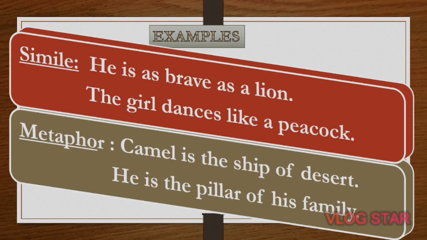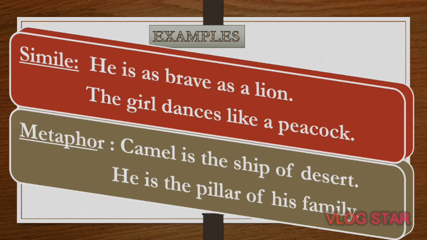Now the next set of sentences are metaphors. Why? If we read the sentences, the first is camel is the ship of desert, and the second is he is the pillar of his family. In these sentences, no words like as or like have been used. Those words, as they were used in simile, are not used in case of metaphor. So here, camel is the ship of desert. Just as a ship actually sails in the sea, the camel has been compared to the ship in the desert.